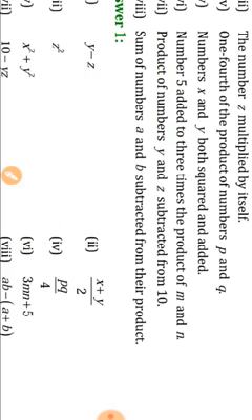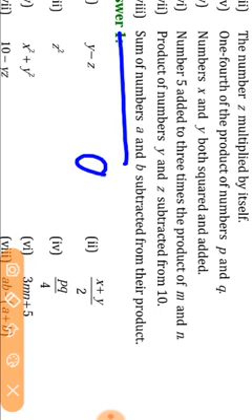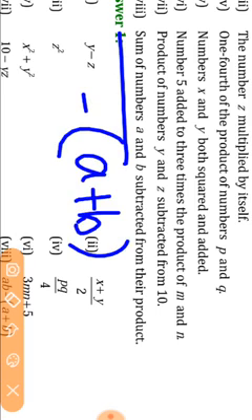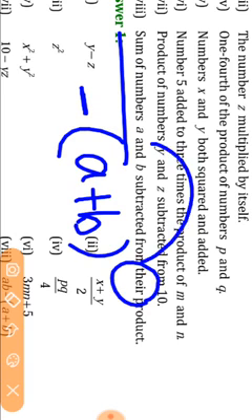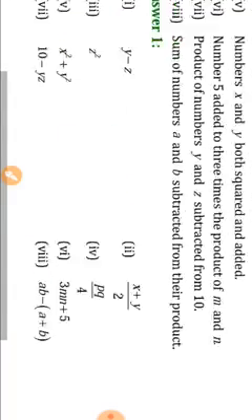Then the product of numbers y and z subtracted from 10. It is nothing but 10 minus yz. Then the sum of numbers a and b subtracted from their product. Their means the numbers given here, a and b. So their product means a into b. So ab minus (a plus b). This is how to make the equations.